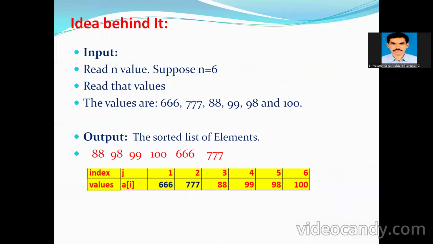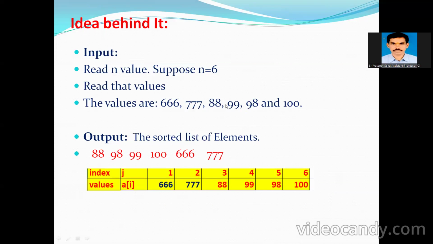So the idea behind it is, read the number of elements, assume that my n value is 6. So what are those elements? The elements are 666, 777, 88, 99, 98 and 100. So the number of elements is 6, and these are the list of elements.